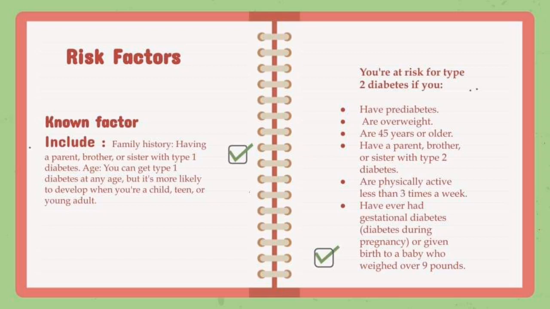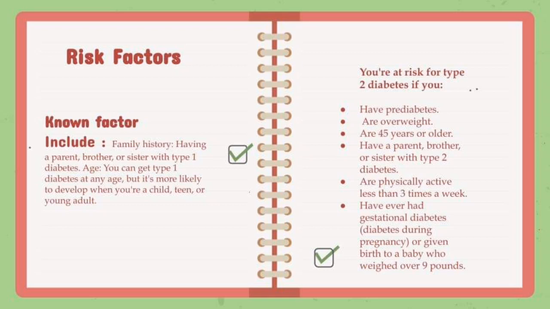Risk factor. So from the word risk factor, what does it mean? A risk factor is actually something that increases the chance of developing a disease. So the type 1 risk factors include a family history, having a parent, brother or sister with type 1 diabetes. And age, you can get type 1 diabetes at any age, but it's more likely to develop when you're a child, teen, or a young adult.